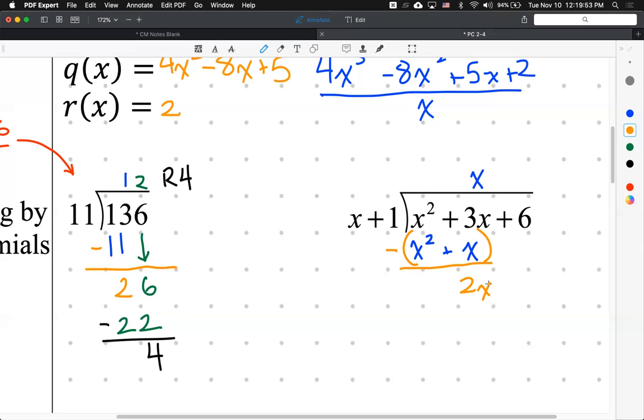All right, what do we do next? We're on to the green. Emily? Bring down the +6. And then we restart the process again. I want to match up a 2x under here. I want 2x and 2x. How do I get a 2x here? What do I need to multiply this x plus 1 by to get a 2x?